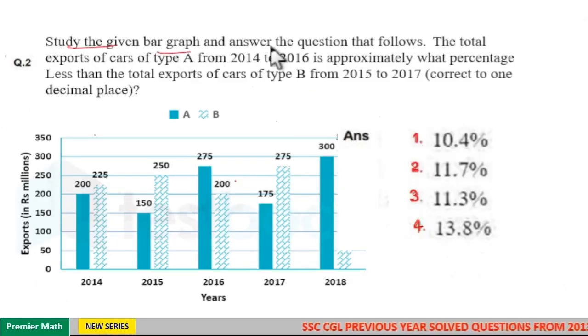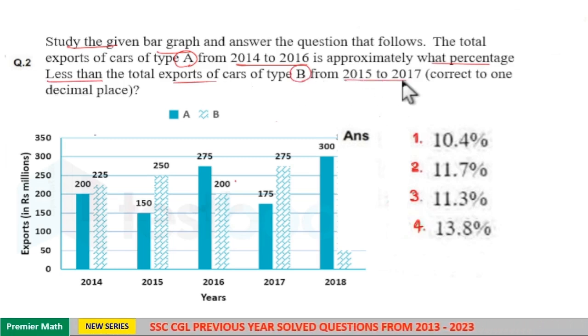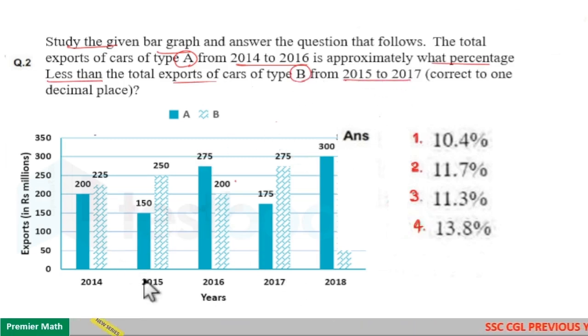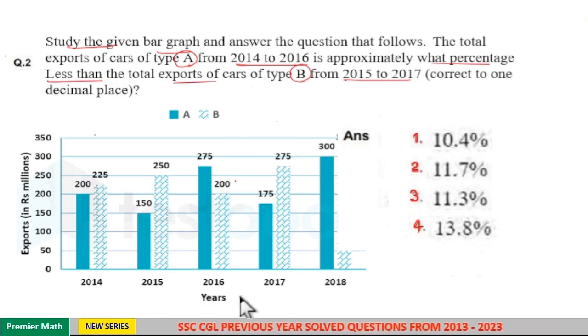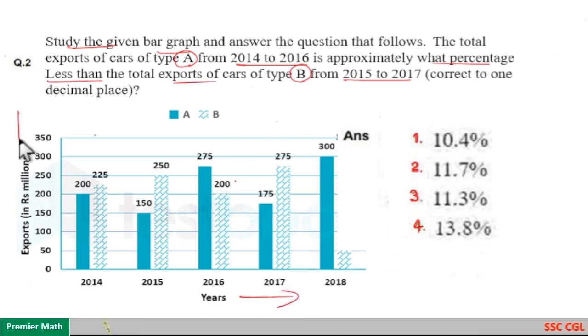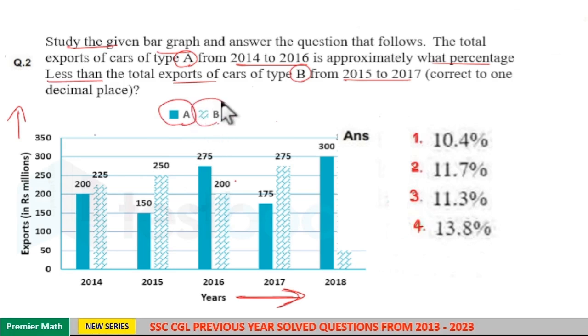Study the given bar graph and answer the question that follows. The total exports of cars of type A from 2014 to 16 is approximately what percentage less than total exports of cars of type B from 2015 to 17? Here x-axis shows number of years and y-axis shows exports in million. Here solid color shows car type A and this pattern shows car type B.